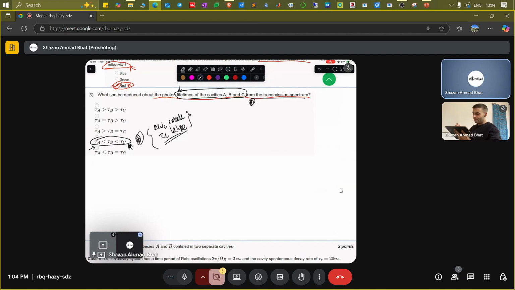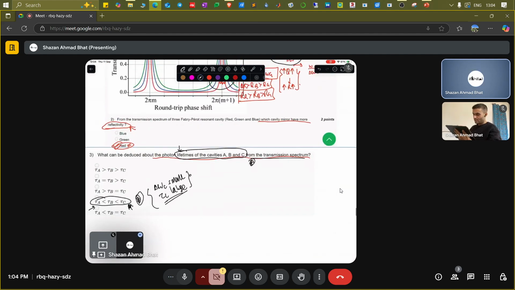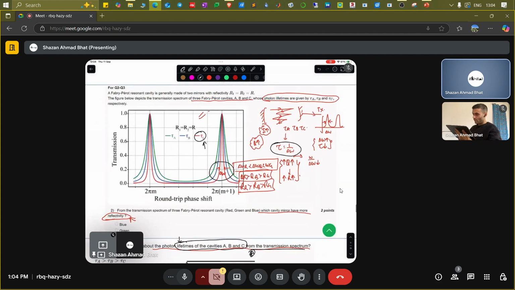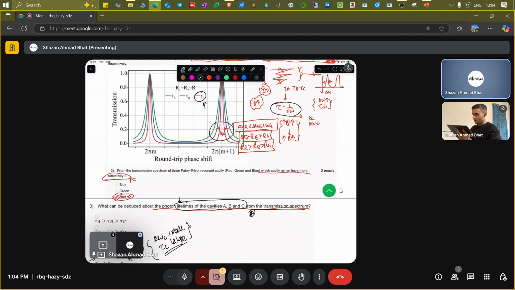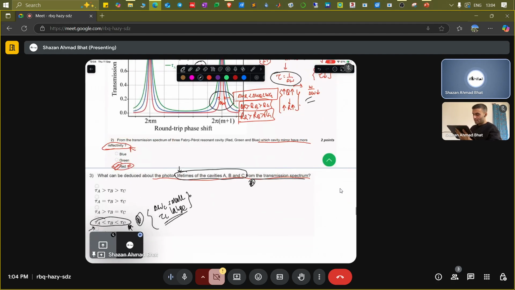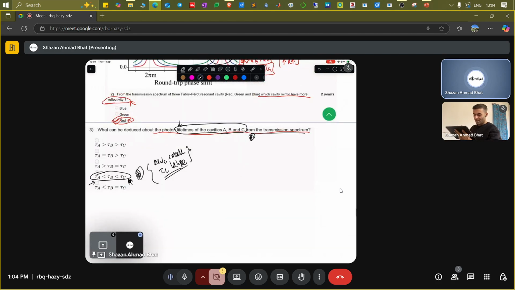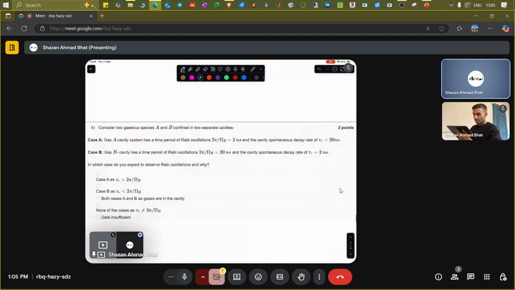Okay, is there any ambiguity in this question or not? Or am I just overthinking on it? It's just like a simple relation, and if you have a broader spectrum, broader line width, then you have tau c to be large. Yeah, that is the exact answer. I was just cross-checking the question.